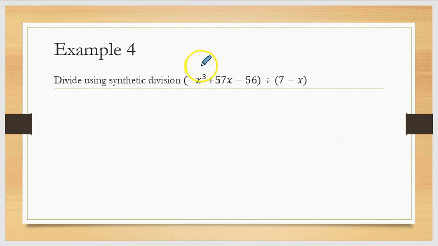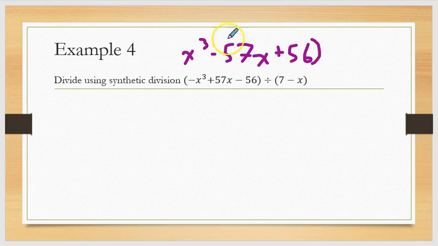So what I'm going to do is I'm going to change the signs on everything I see here, and I'm instead going to work with x cubed minus 57x plus 56, and we are dividing this by x minus 7 now.